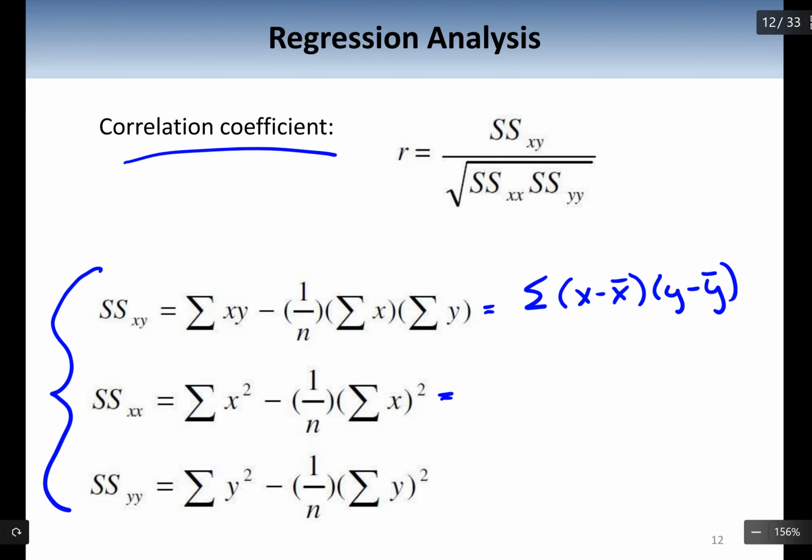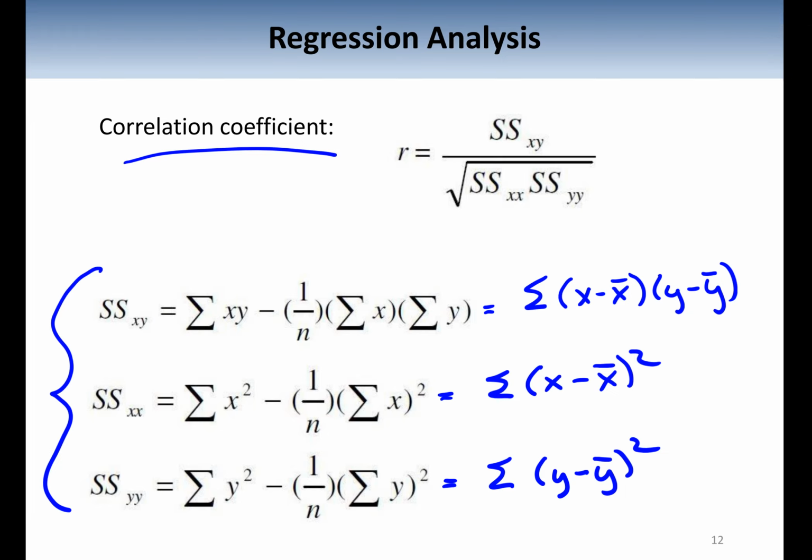Another way to calculate the SSxx is the sum of the squares of the x's. So each x subtract the average x squared. And you'll notice that this is the numerator of the variance for x. And same here with the SSyy, it is each y subtract the y bar. So we have the sum of the squares for the y's, and it too is the numerator for the variance of y. Once you have those three quantities, you can then calculate the correlation coefficient.